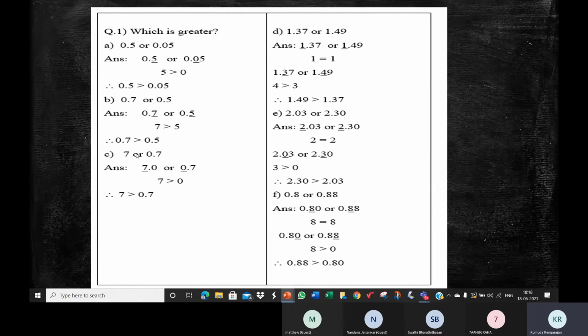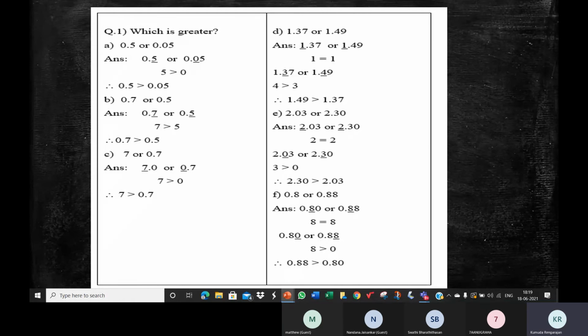Look at the next one: 7 or 0.7, which is greater? 7 can be written as 7.0. 7 means 7.0. When you say 1, it means 1.0. When you say 100, it is 100.0. So 7 is 7.0, and this is 0.7. We always start by comparing the whole number part. Before the decimal point, here we have 7 and here we have 0. There itself we can decide because they're different. The whole number part 7 is greater than the whole number part 0. That means 7.0 is greater than 0.7.